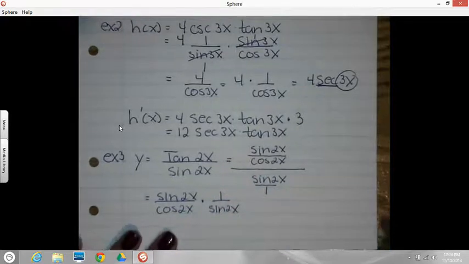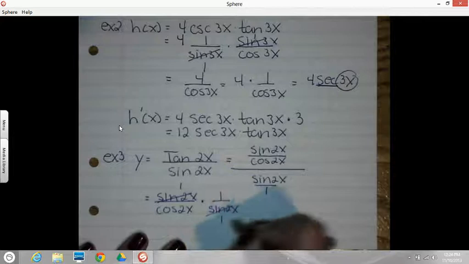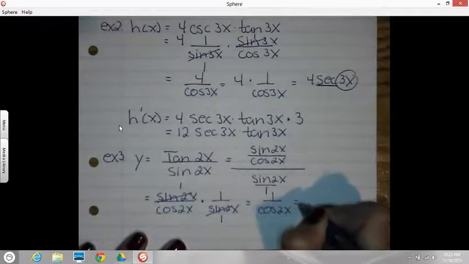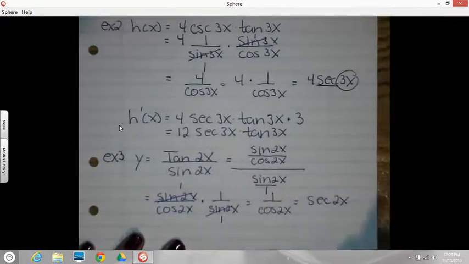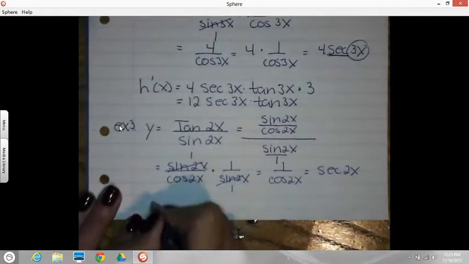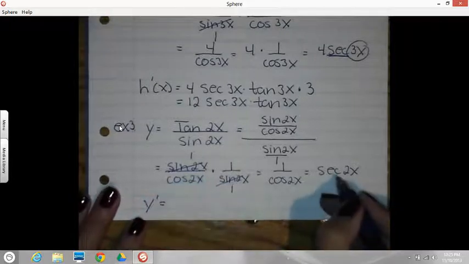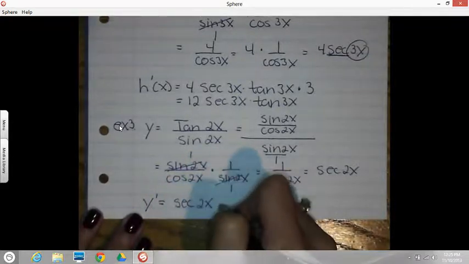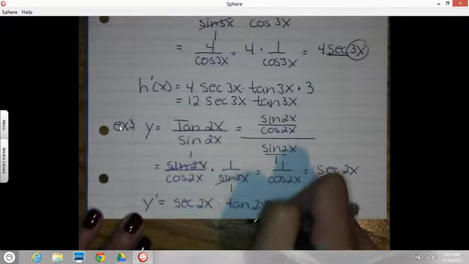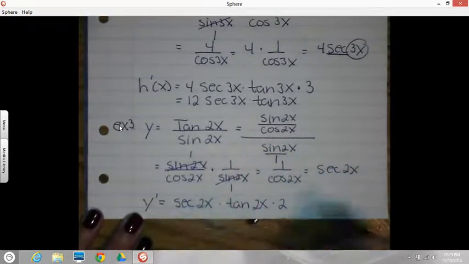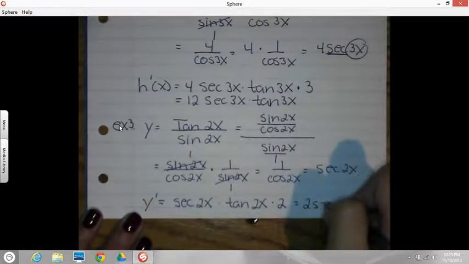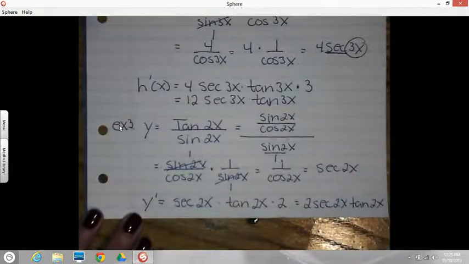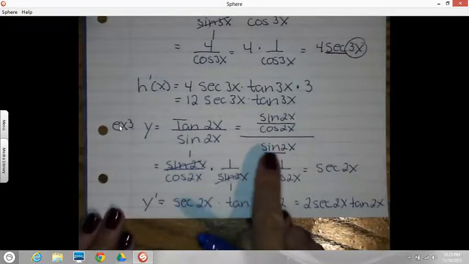Now I can see the simplifying is sines cancel out. I've got 1 over cosine. 1 over cosine is secant. But not yet. I still have not done the derivative, and I'm ready for that now. So y prime, derivative of secant right from the blue sheet, is secant of the angle times tangent of the angle times the derivative of the angle. And I just need to put that in the front. So 2 secant 2x, tangent 2x. So the whole point of these first three, if you see multiple trig functions going on in your problem, simplify first.